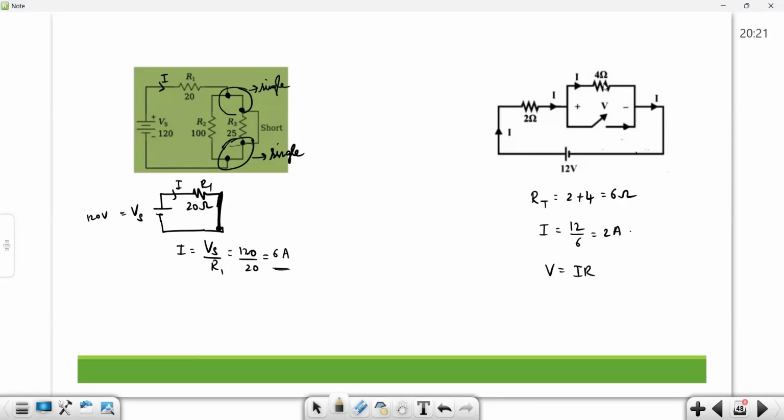What current is flowing here? Not the total current. What current is flowing here you have to see. Whatever current is flowing through 2 ohm, same current is flowing through 4 ohm because here it is open circuit. So we got I is equal to 2 amps. This 2 amps only flowing through 4 ohm also. So V will be equal to 2 into R, 4 ohm, it is given in question. So V is equal to 8 volts. Okay. V across 4 ohm will be 8 volts.